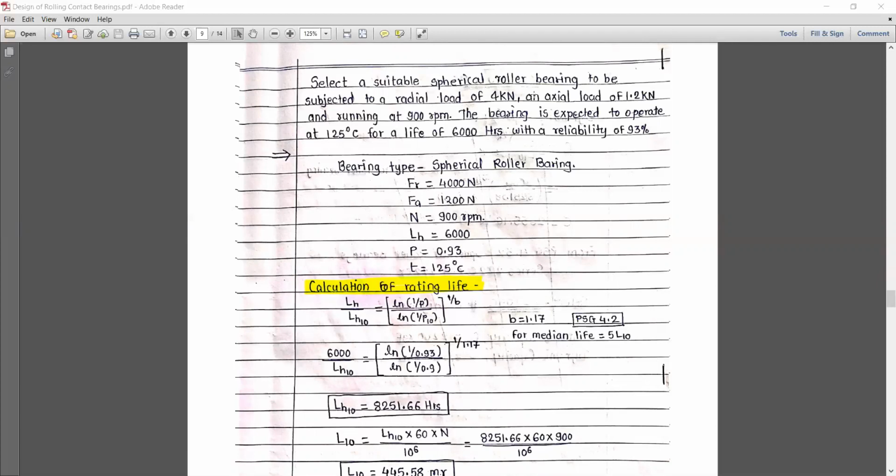The spherical roller bearing, what are the basic inputs? The type of bearing is spherical roller bearing, radial load FR is 4000 Newton, FA is 1200 Newton, then speed N is 900 rpm, expected life in hours LH is equal to 6000 hours, then probability P is equal to 0.93, and the temperature is 125 degrees centigrade.